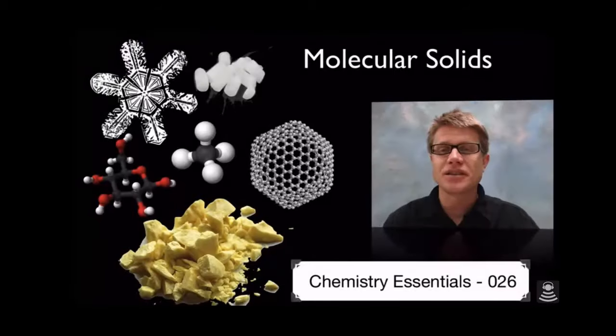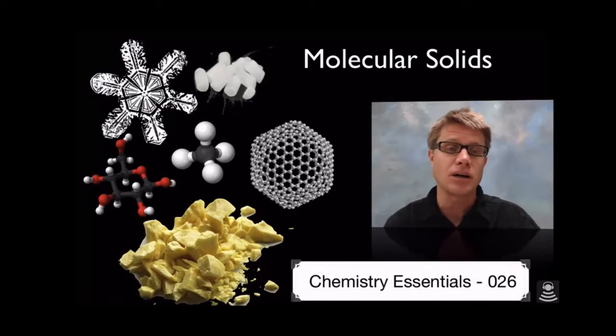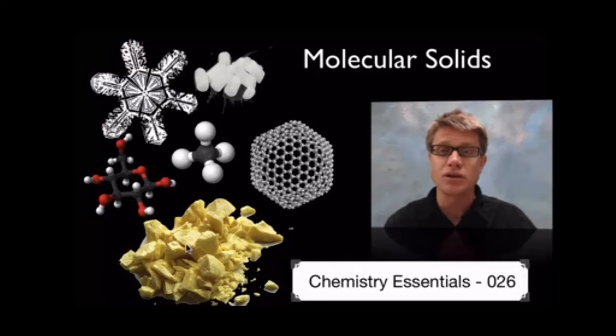Hi, it's Mr. Anderson, and this is Chemistry Essentials video 26. It's on molecular solids. In other words, solids that are made of interconnected molecules. And so this could be ice in a snowflake, it could be dry ice, it could be methane as a solid, it could be sugar, fullerenes, which are these big complex molecules made of carbon, or it could be sulfur, which are made of these 8 atoms connected together and then held together with other forces.